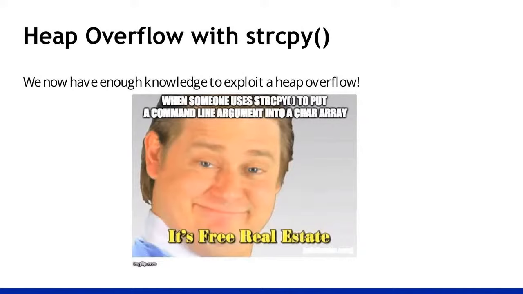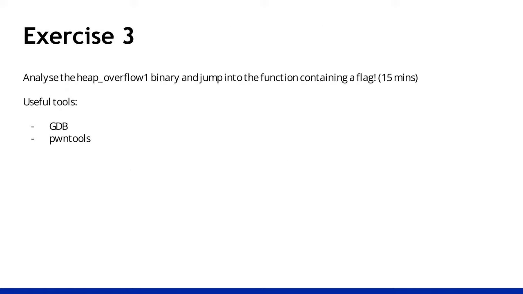I'm sure you guys know string copy is not safe, and we should have now enough knowledge to be able to exploit a heap overflow with this. As you guys should know, string copy is pretty much free real estate. So for exercise 3, I want you guys to analyze the heap overflow 1 binary and jump into the function containing a flag. I've also provided you with the source code for this challenge, and the previous challenge should have helped you figure out how to get addresses.